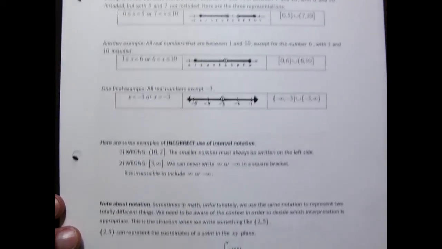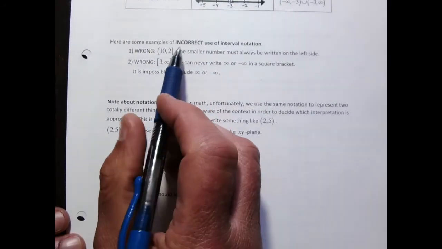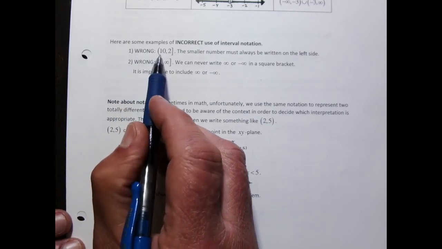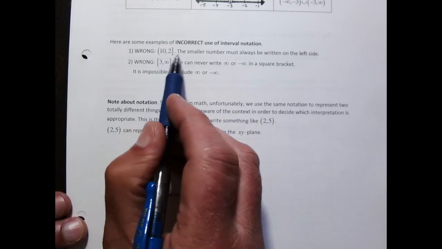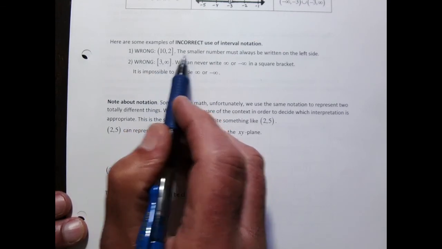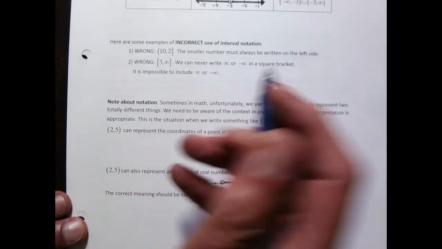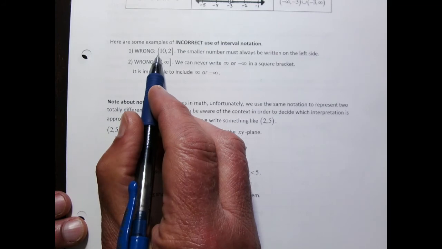Now here are some examples of wrong things to do, and you want to make sure you avoid them. Number 1, it's incorrect to write a larger number before a smaller number in interval notation. The smaller number always goes first, and that applies to infinity and minus infinity. So infinity would always be on the right, minus infinity has to always be on the left.